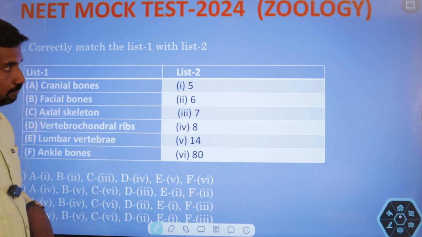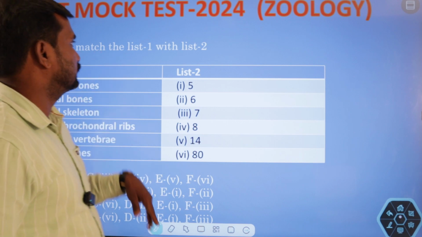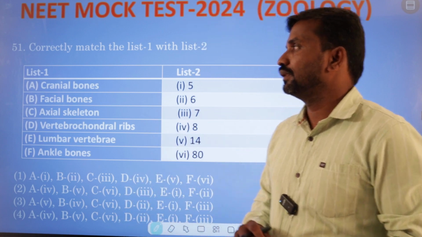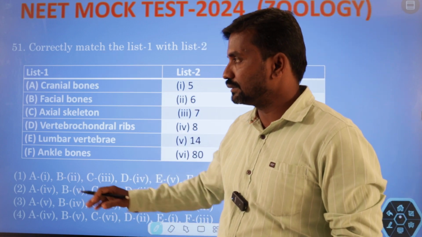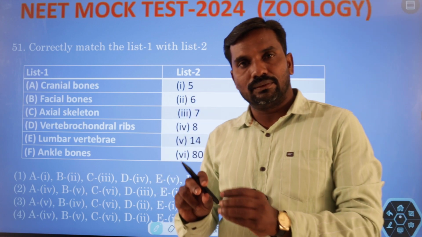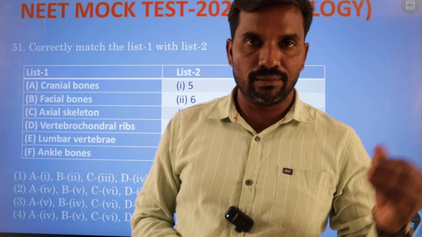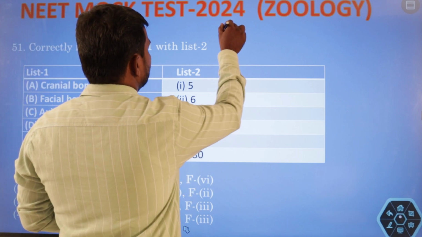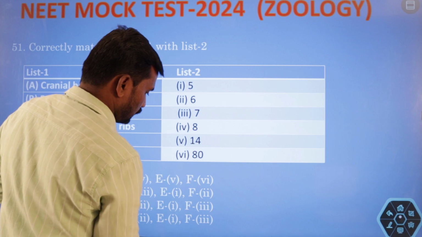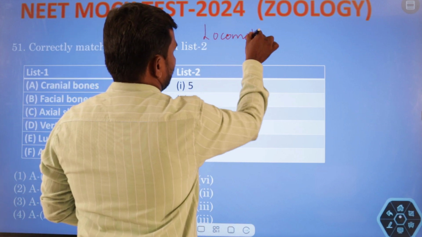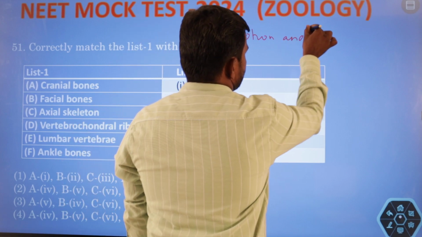Question number 51. Correctly match List 1 and List 2. In List 1, a list of bones is given. In List 2, the number of bones usually present in those particular regions is given. The concept is related to locomotion and movement.